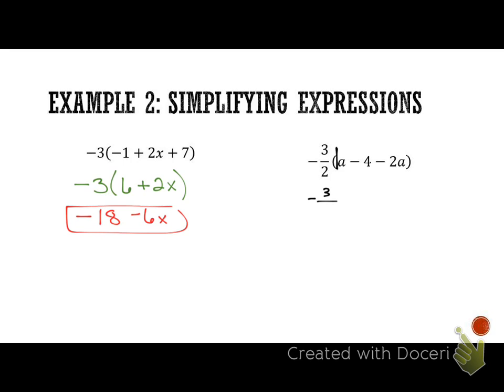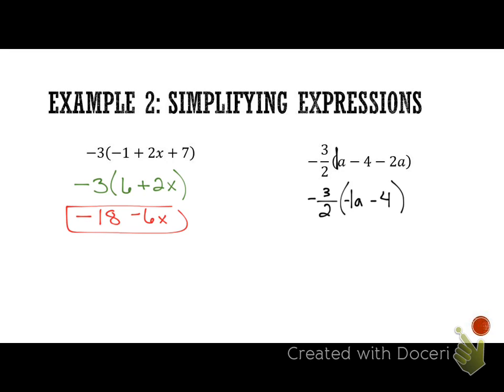Okay, so 3 over 2 times negative 1A minus 4. Okay, now I'm ready to distribute. Well, here's the good news. I'm sorry, negative 1A. Here's the good news. Anything times 1 is just the other number. Okay, so now the question is, is it positive 3 over 2 or negative 3 over 2?